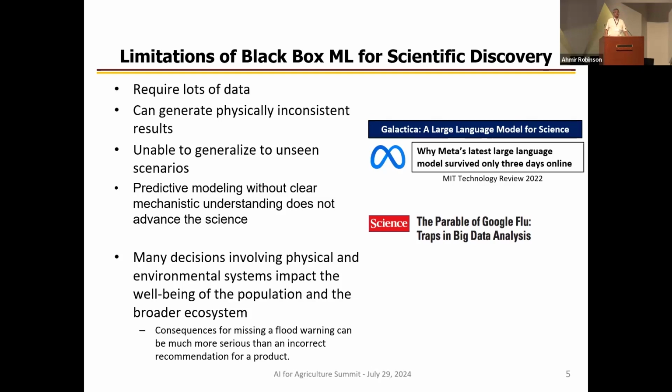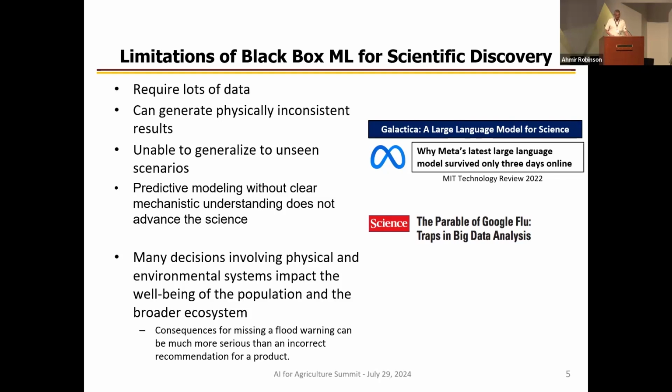And the other problem is that because these models are essentially statistical in nature, they're only trying to find patterns in the data that's used for training. They have no idea about the underlying physics or the underlying processes. So they can create inconsistent scenarios, they can hallucinate, and essentially they're unable to generalize to scenarios that are not present in the training data. As someone talked about this morning, are they simply memorizing, or are they really learning something? And if they're only memorizing, they can't really go out of sample.